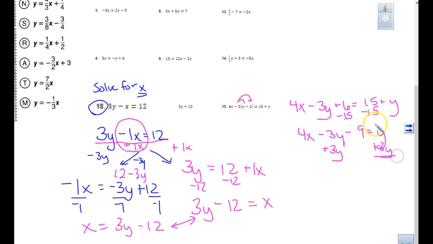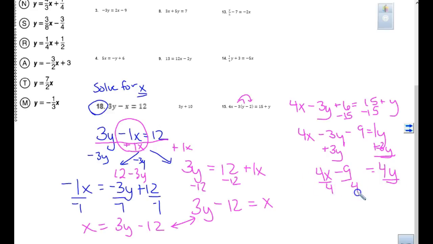And I add 3y and 1y, and I get 4y equals 4x minus 9. But we're not done with it yet. I need to get x by itself, and in order to do that, Jack, I need to do what? Divide by 4. Divide everything by 4.